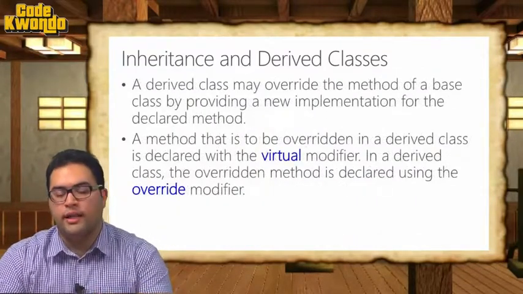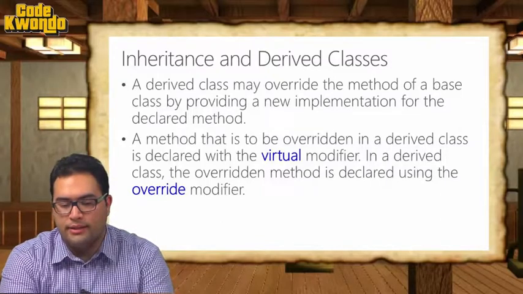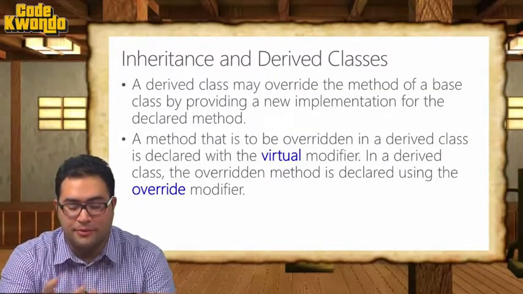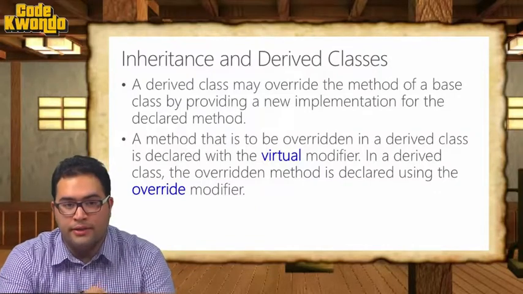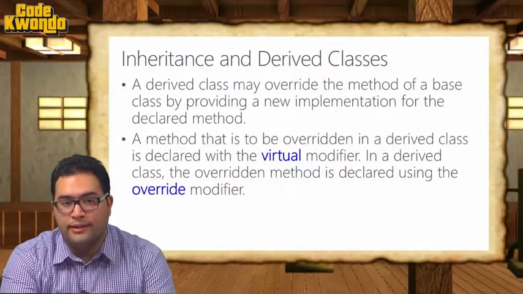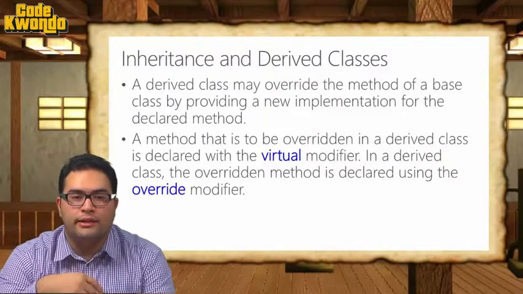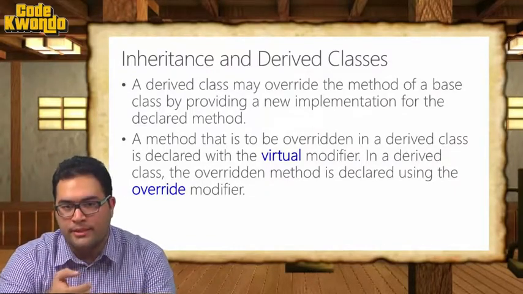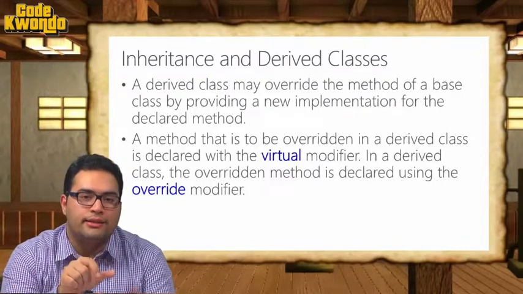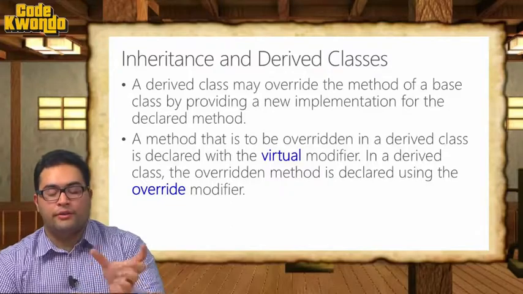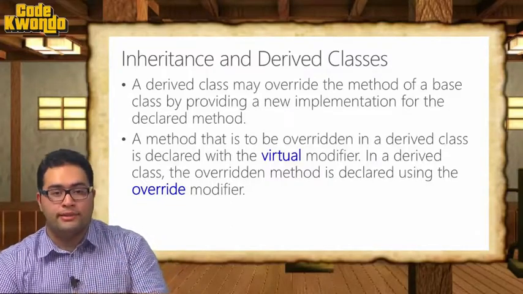Now, a derived class may override the method of a base class by providing a new implementation. This is very similar to Java. It's almost exactly the same. And a method that is to be overridden in a derived class can be declared to be virtual, which will force any class that inherits from that class to actually implement it. And then you can see that this method is being overridden by the override modifier keyword that you need to place next to the function.